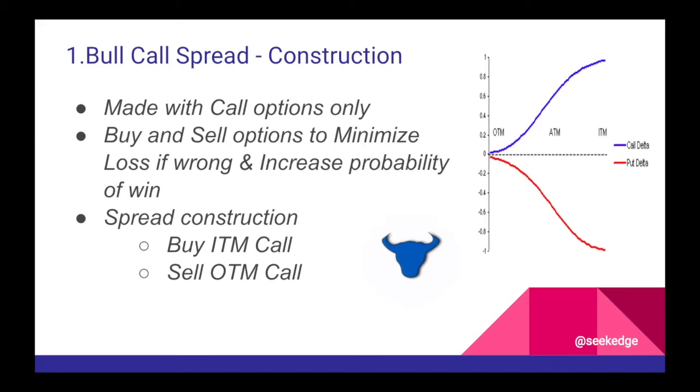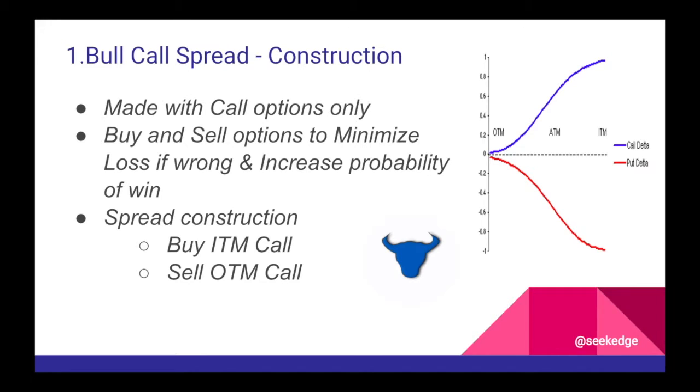Bull call spread, how do you construct that? Basically we construct it by buying one in the money call option. In the money is the moneyness of the call option, which I assume everyone knows. If not, we can discuss it in another video. So we buy an in the money call option and we sell an out of the money call option. These two together we call a spread, which is a bull call spread.